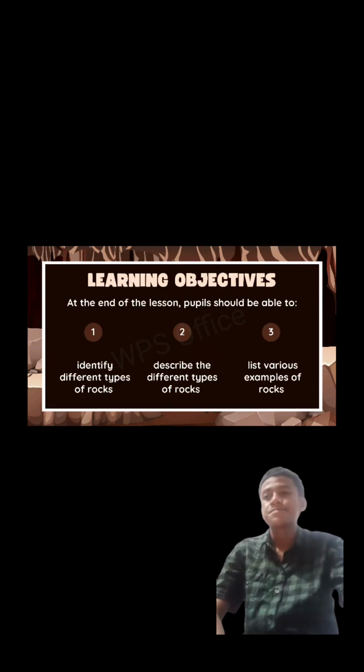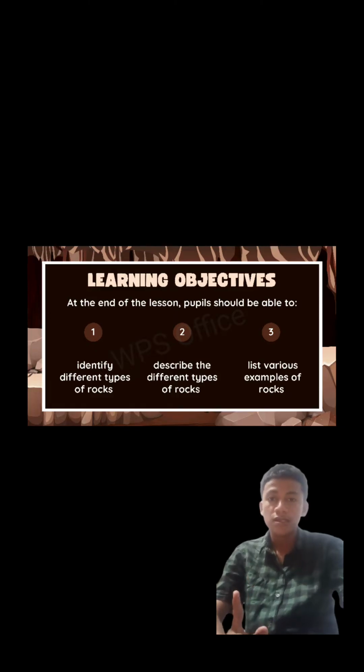So guys, my topic is types of rocks. Learning objectives: at the end of the lesson, pupils should be able to first identify the different types of rocks, second describe the different types of rock, and third list examples of the rocks.